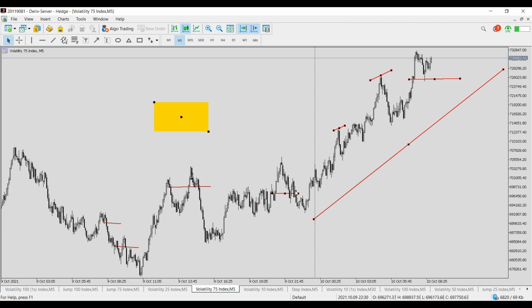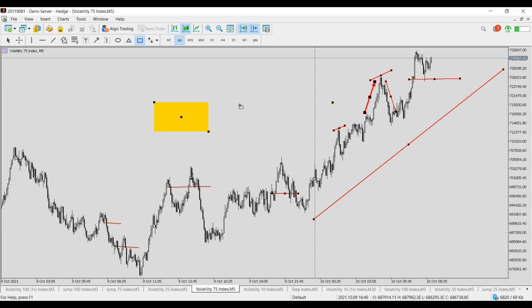What did I say was a breaker? A breaker is the last bearish candle responsible for an uptrend. Okay, now, see what happened. It went up, you see, then it retested it. Now, this is what we should be looking out for.